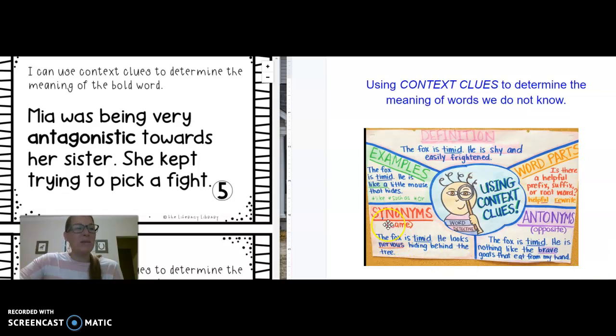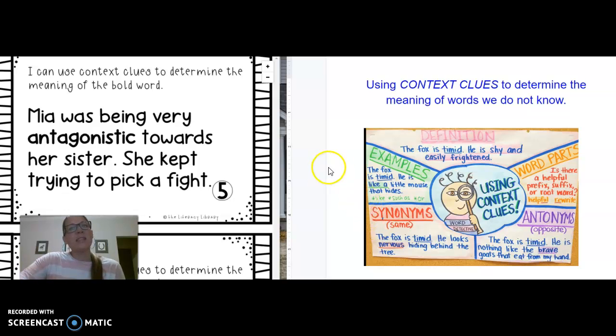Synonyms is just the opposite of antonyms. So synonyms is the same. The fox is timid. He looks nervous hiding behind the tree. So they're letting you know that nervous is a synonym for timid. And sometimes, just like antonyms is comma but, synonyms would be comma and, because we know the word and puts 2 things together. I'm going to the park and to the mall. I'm going to go to both places. So and kind of brings ideas together.